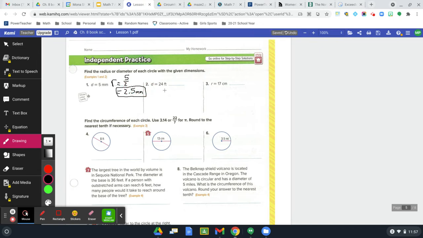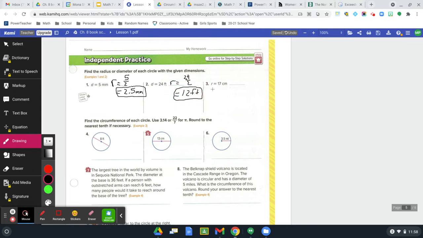Number 2, you're given the diameter again, and it's 24 feet. So we're going to find the radius on that. We're going to take that 24 and cut it in half, 24 divided by 2. And we're going to get a radius of 12 feet.